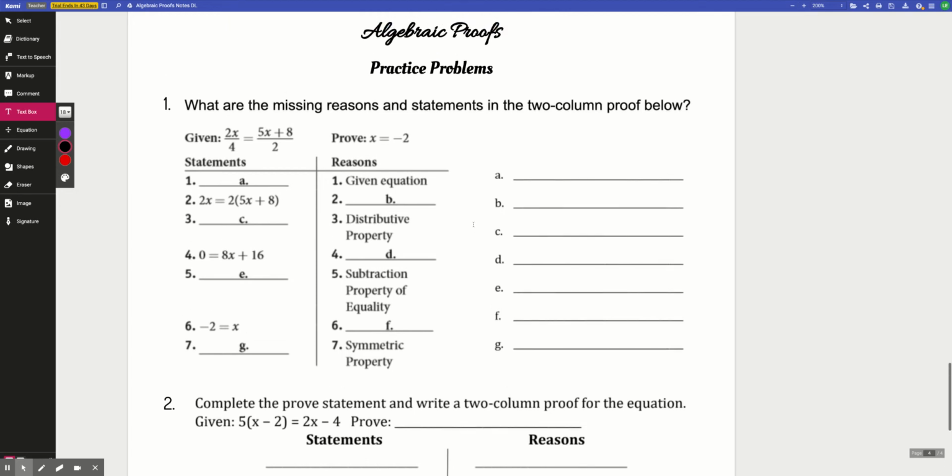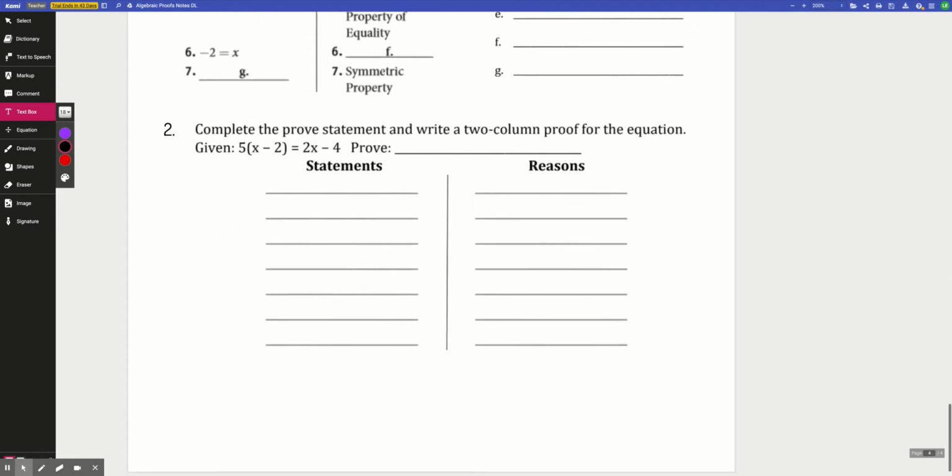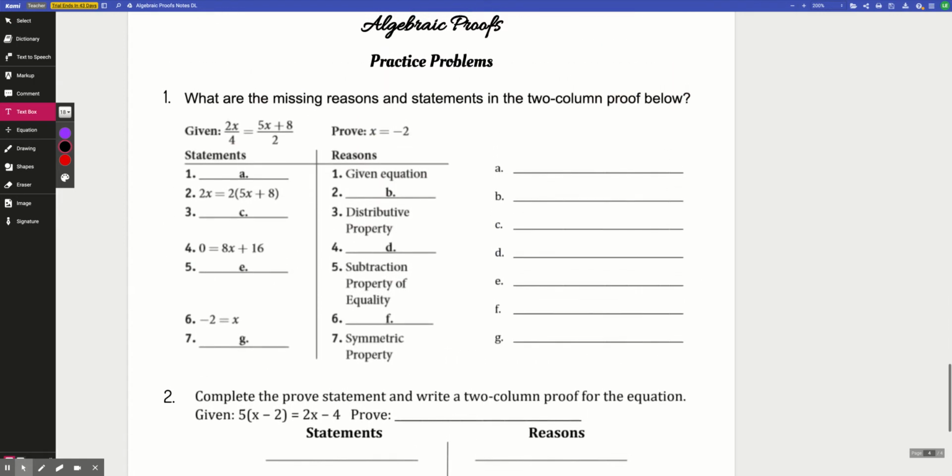Hi everybody, this is your video with practice problems for algebraic proofs. This one hopefully will be pretty short because I've only got two practice problems for you here, two practice proofs. So let's go ahead and take a look at these.